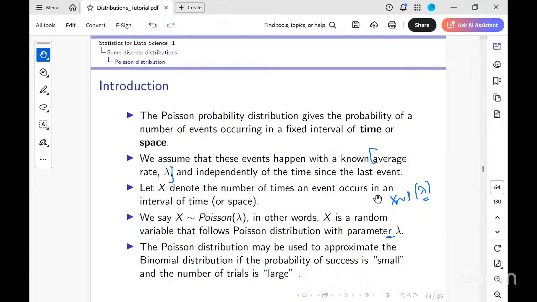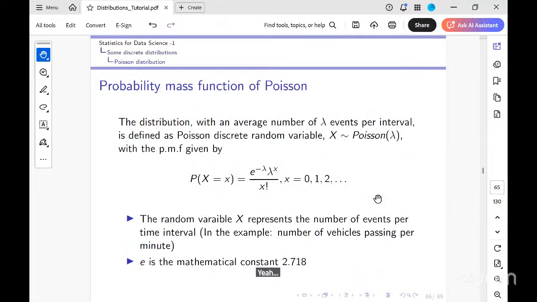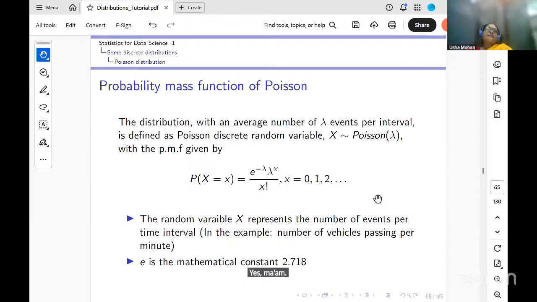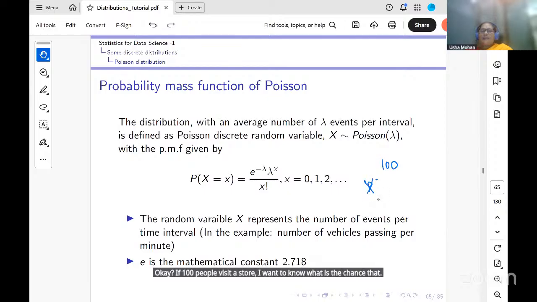Yes, ma'am. Now let me give you two examples. I am looking at a store, and people buy with probability 0.25. If 100 people visit the store, I want to know the chance that 10 people actually buy. People buy with probability 0.25. Listen to the problem.